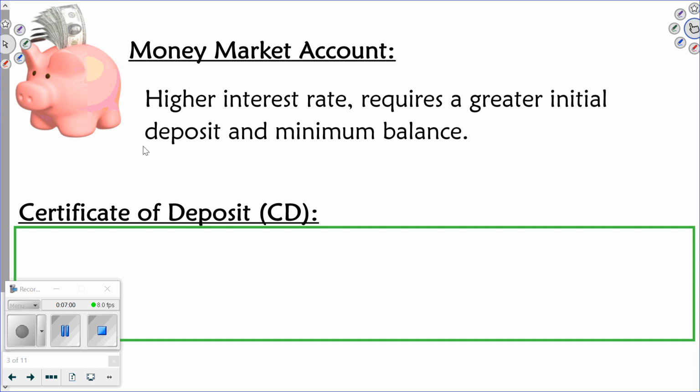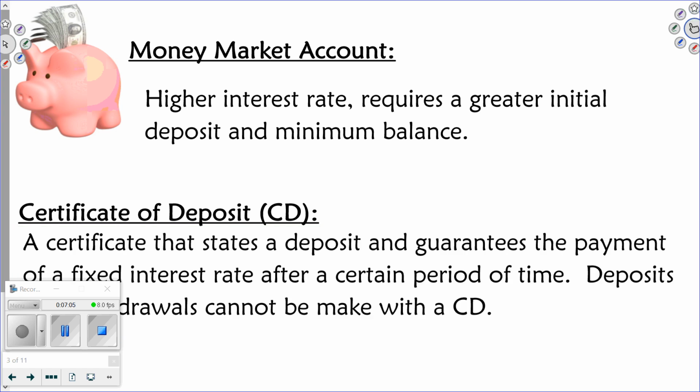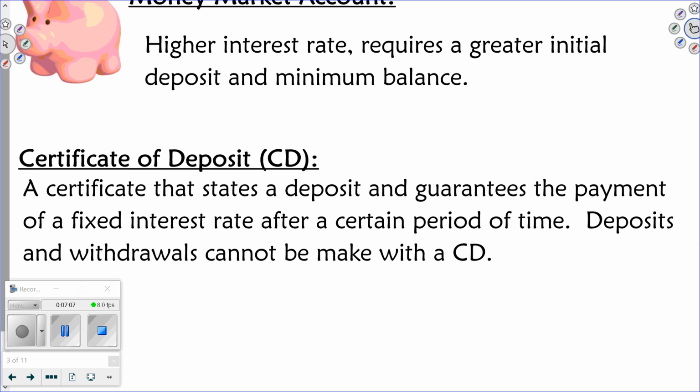And then there's a certificate of deposit, which is just referred to as a CD. A certificate that states a deposit and guarantees the payment of a fixed interest rate after a certain period of time. Deposits and withdrawals cannot be made with a CD. So that could be one, Devin, like you said, you weren't allowed to touch it until you were 18.